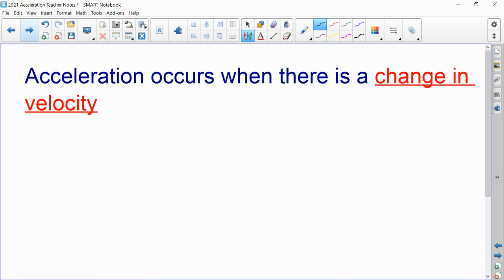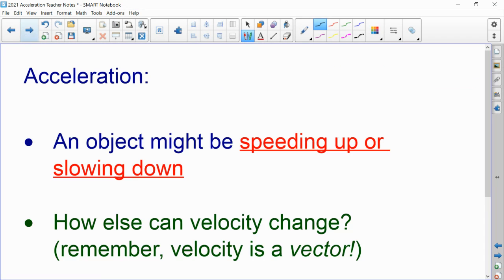Acceleration occurs when there is a change in velocity. So what constitutes a change in velocity? Well, an object might be speeding up or slowing down. Those are the two main ones, and those are the ones we're going to focus on in this class.